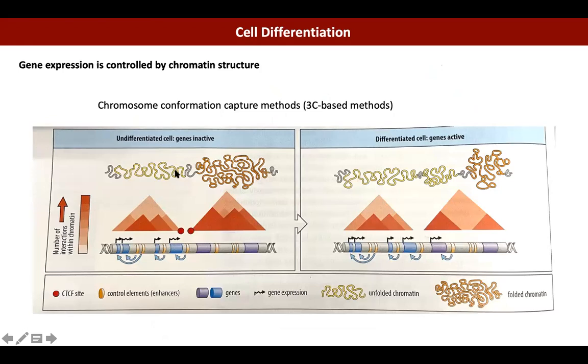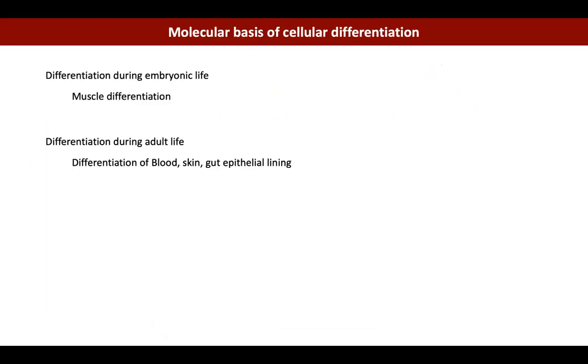Because there are loops inside these TADs, and they are also regulated by CTCF. All right, so let's move on. Now we'll take on the differentiation during embryonic life and differentiation during adult life. We'll take an example of muscle differentiation during embryonic life and then the differentiation of blood, skin, and gut epithelial lining during adult life.